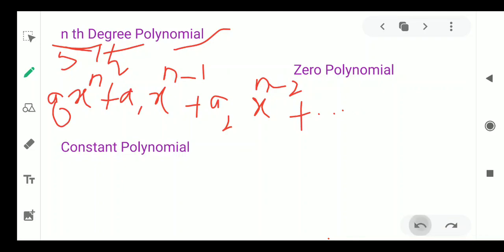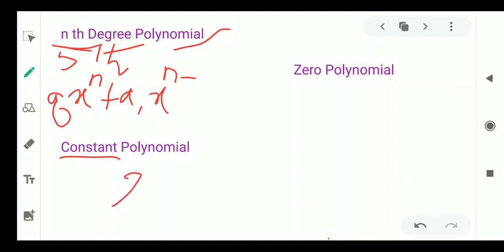Next, the constant polynomial. I think we have already discussed it. Constant means a number itself, with no variable. For example, 2. Why do we call this a polynomial? If there is no variable after 2, let it be x power 0. Now it is a polynomial, because x power 0 has value 1, so it is 2 only.